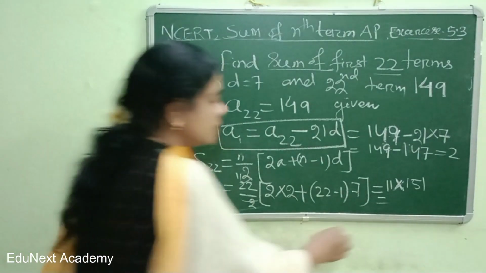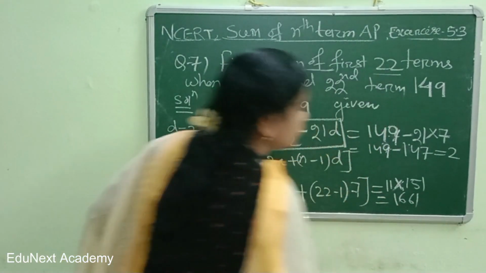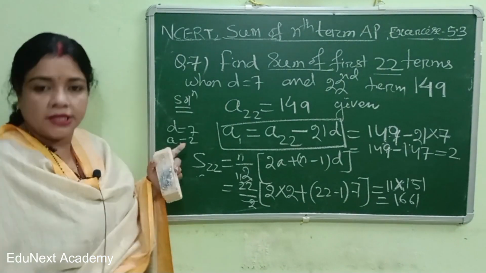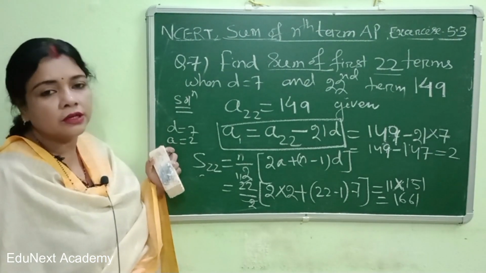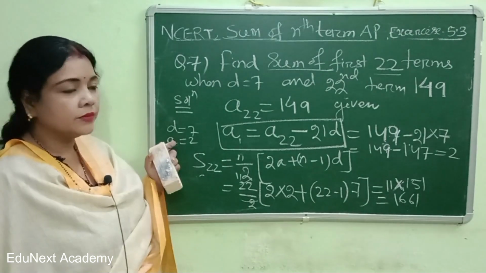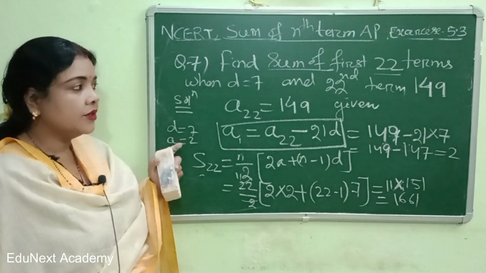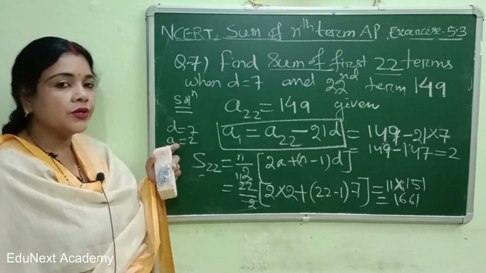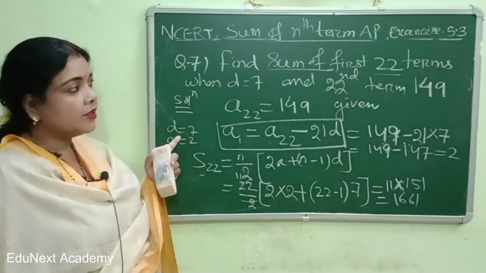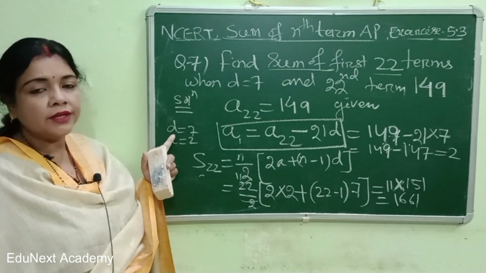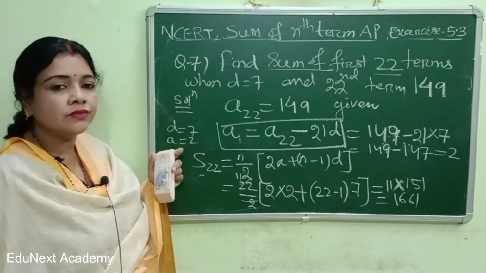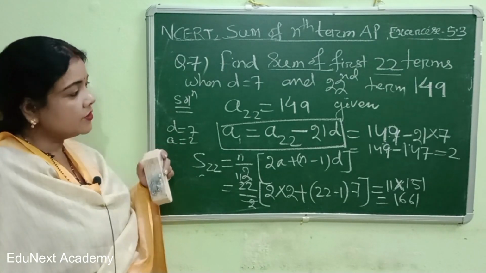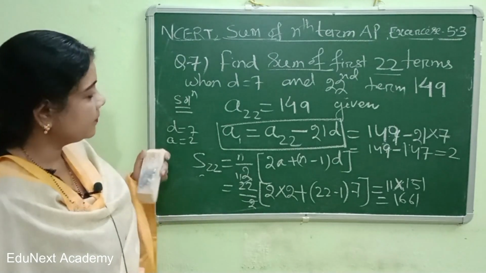The final answer is 1661. Now you see, this is a shortcut method that you can use to solve a big problem. Very tricky, very interesting, and very important question from your examination point of view. It looks very lengthy, but whenever you apply some trick, it will be easier for you. Such types of questions will come in your examination. So please watch my video carefully.